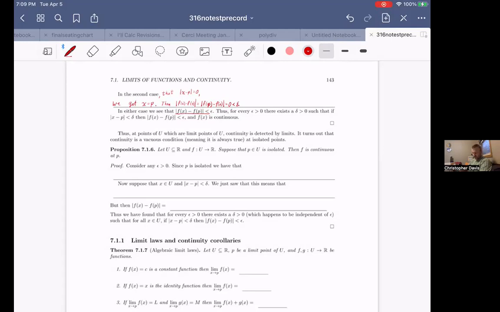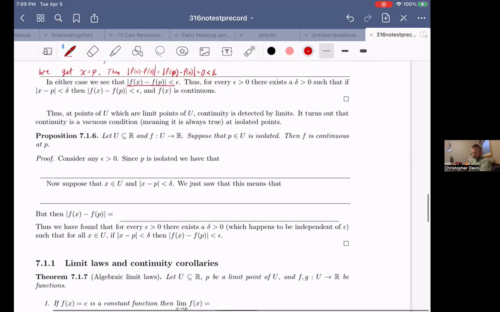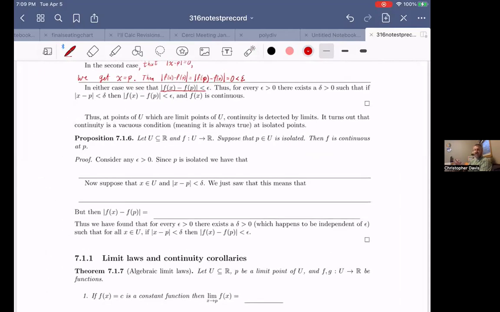So let's carry on. So the previous thing says that if you look at a limit point that's also a point in U, then continuity is detected by limits. At non-limit points, at isolated points, the concept of taking the limit totally explodes. The limit as x approaches p of f of x is equal to everything, which isn't a behavior you want. Let's see what continuity does at isolated points. And in fact, it also does something pretty dumb.